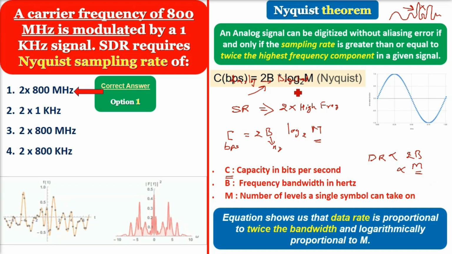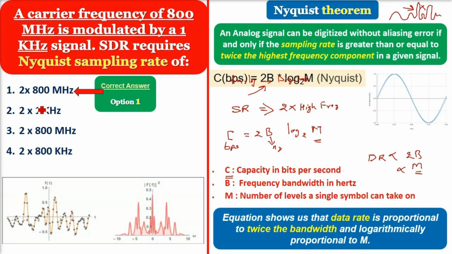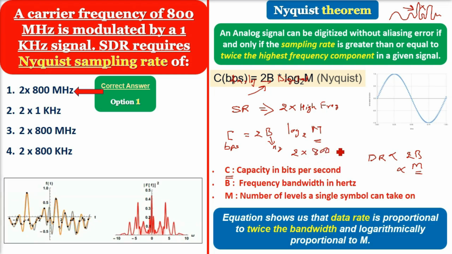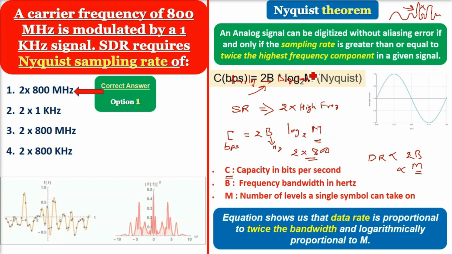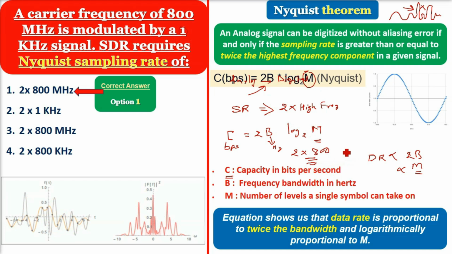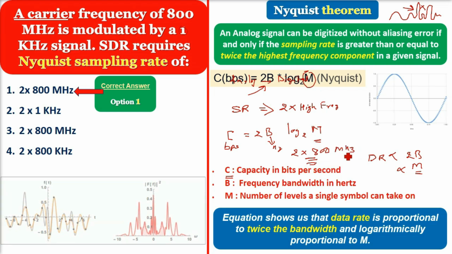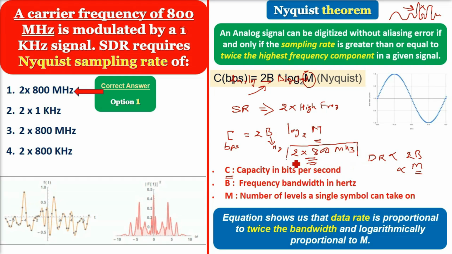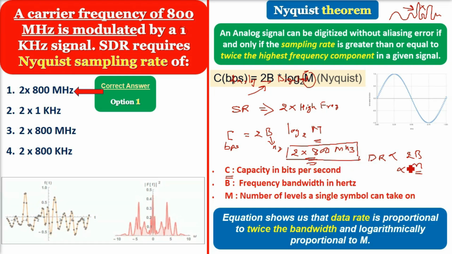Now when you use this formula and you are told that the carrier frequency is 800 megahertz modulated at 1 kilohertz, by the Nyquist theorem it has to be 2 into 800 megahertz, and you don't have to worry about log M because 1 kilohertz is given. So 2 into 800 megahertz is the solution for a carrier frequency of 800 megahertz modulated by a 1 kilohertz signal. This is the sampling rate.